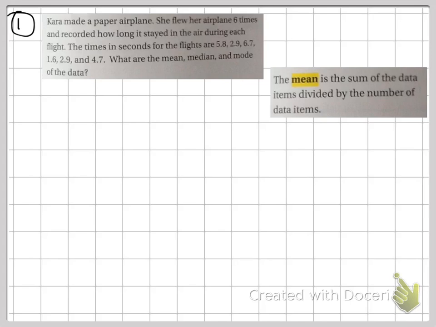Kara made a paper airplane. She flew her airplane 6 times and recorded how long it stayed in the air during each flight. The flights in seconds are recorded right here. What is the mean, median, and mode of the data?